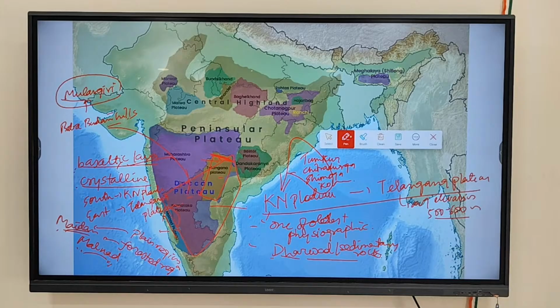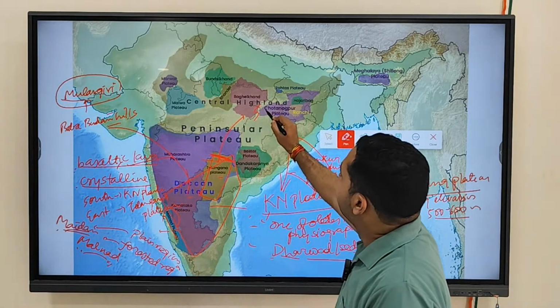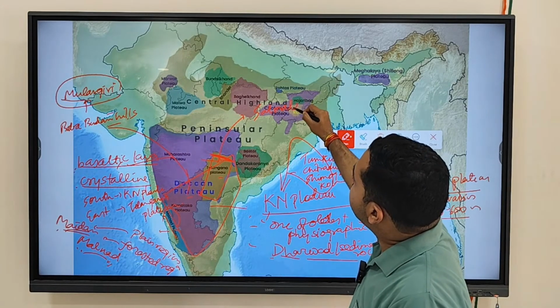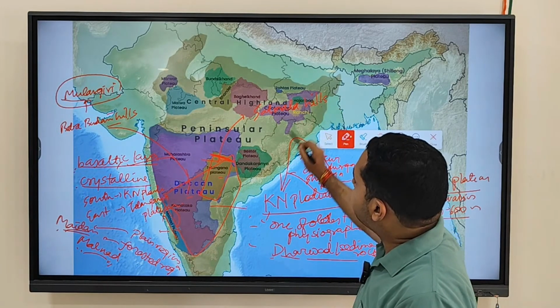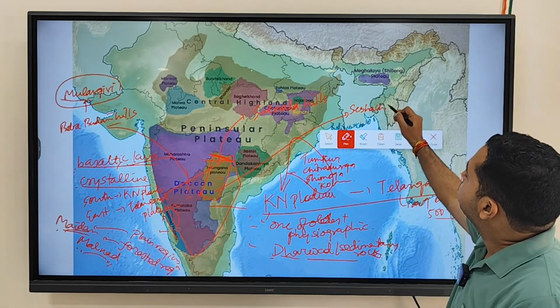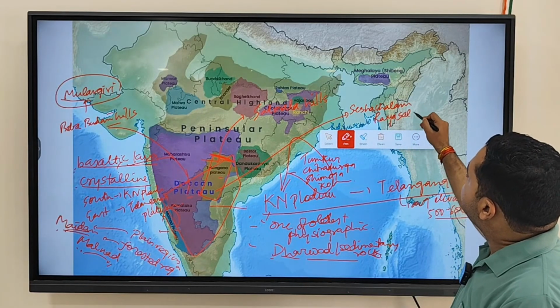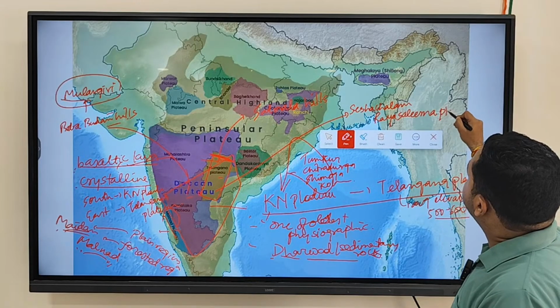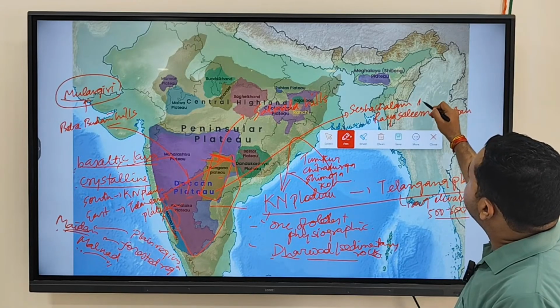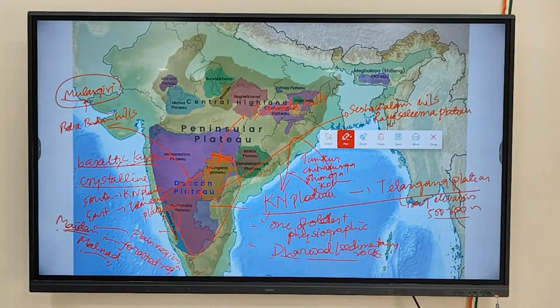Clear? In the north, you'll find hills referred to as Satmala Hills. And in the south, you'll find Sisa Chalam or Raya Salima Plateau region. So north of the Telangana Plateau, you'll find Satmala Hills. South of this plateau, you'll find Sisa Chalam Hills or Raya Salima Plateau region.